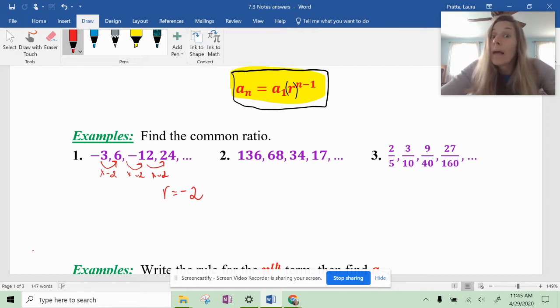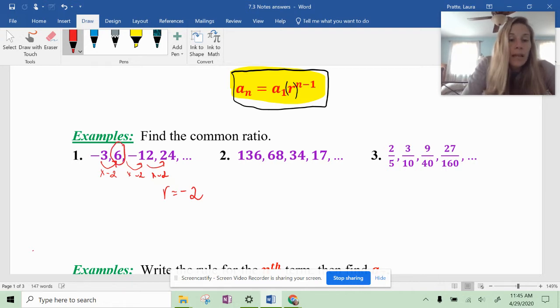whatever's being multiplied. Now, if you're not sure, sometimes the numbers are decimals or fractions or something weird that you can't just figure it out in your head. That's when you would take any number in the sequence. So I'll start with 6. You divide it by the preceding number. So 6 divided by -3, you're making a ratio. And then you simplify it and we get -2.